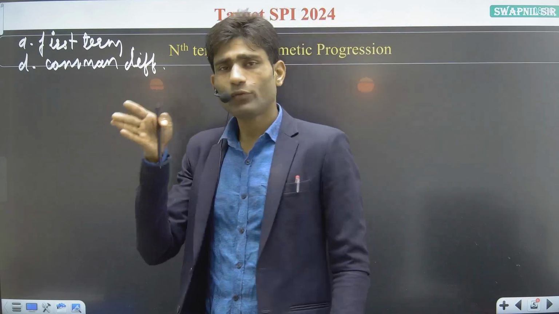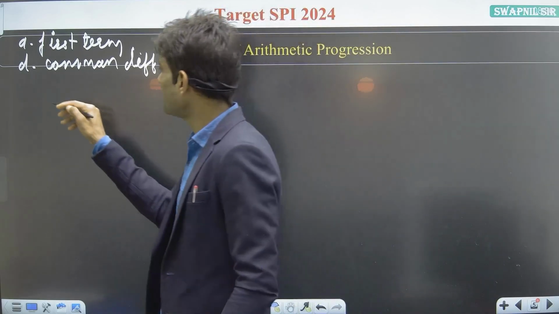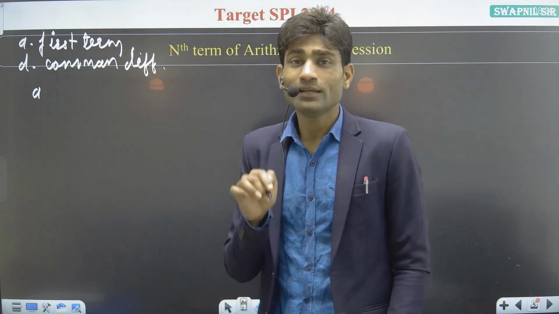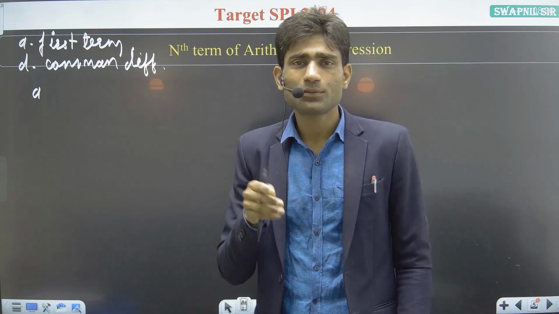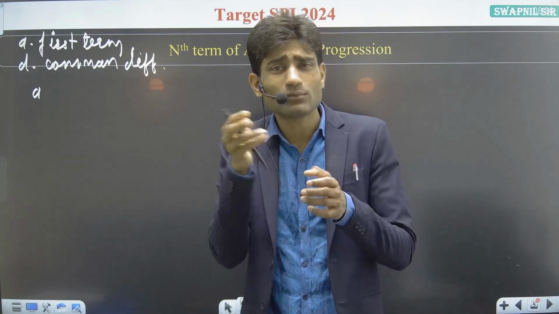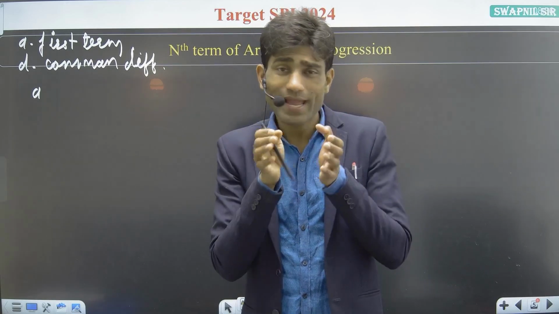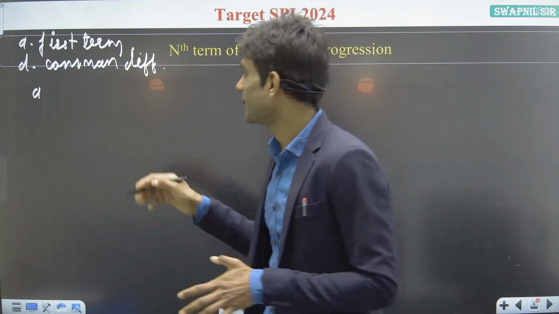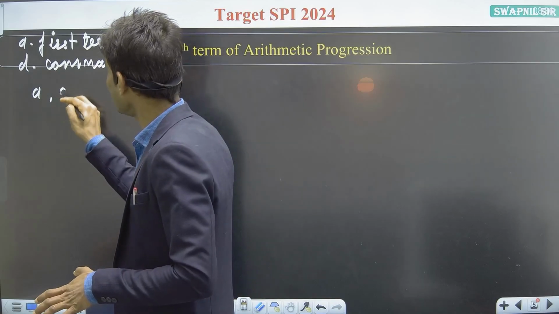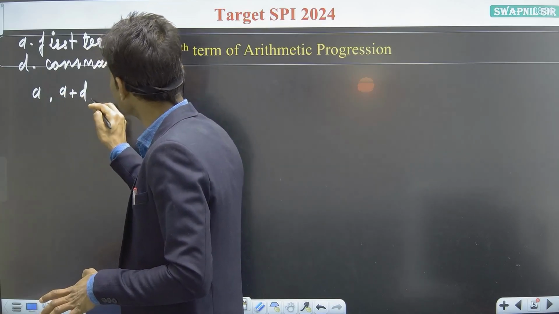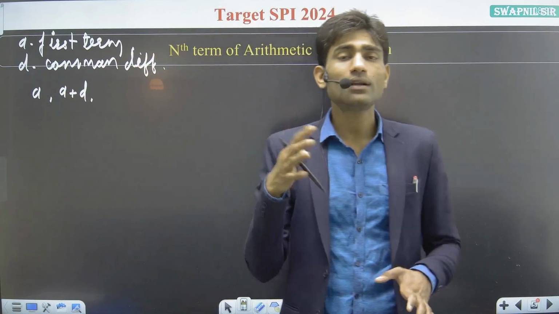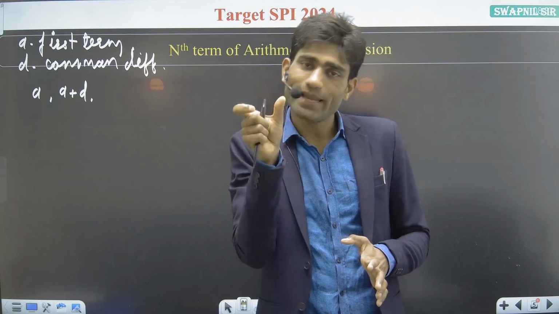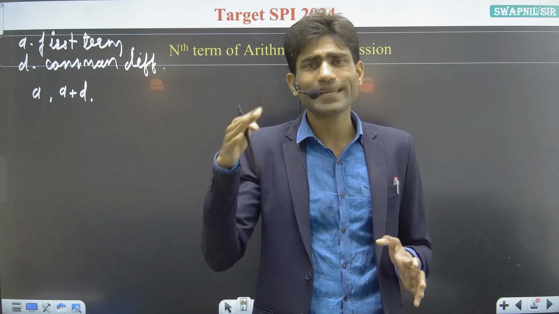Now if we have an arithmetic progression with first term a, then how does the second term come? When we add the common difference to the first term, we get the second term. So the second term we can write as a plus d. How can we write the third term? A plus d plus d, that means the second term plus the common difference gives the third term.